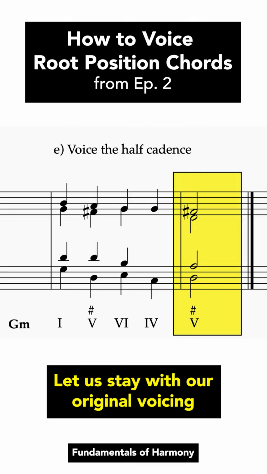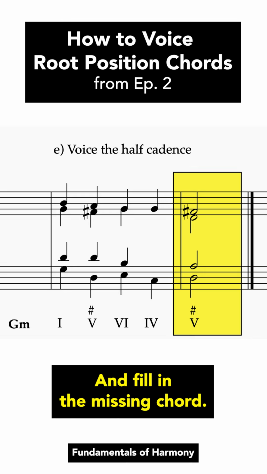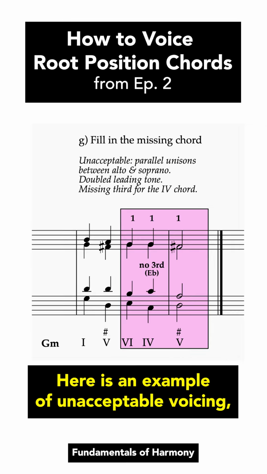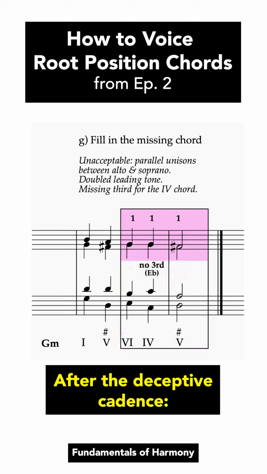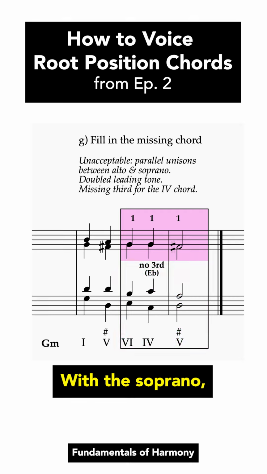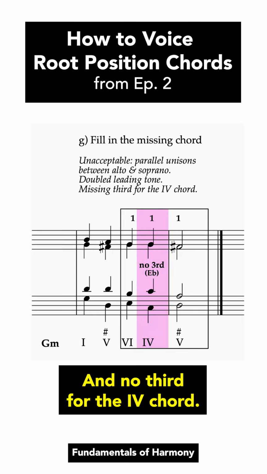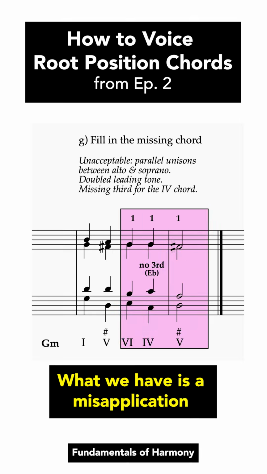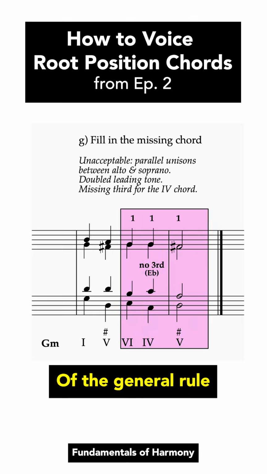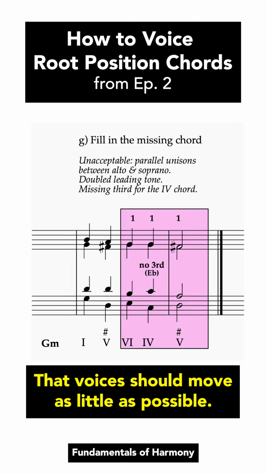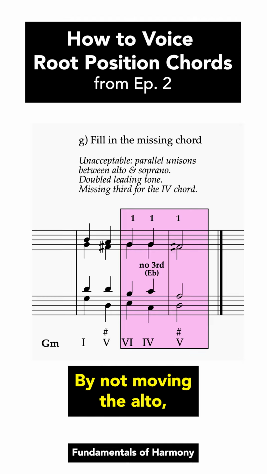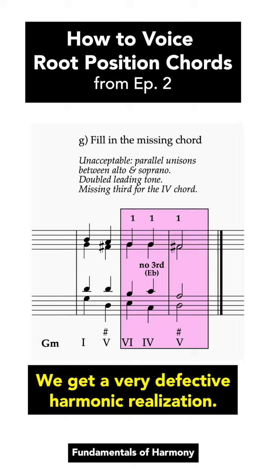Let's stay with our original voicing of the half cadence and fill in the missing chord. Here is an example of unacceptable voicing after the deceptive cadence. The alto stays at the unison with the soprano, leading to parallel unisons, including a doubled leading tone and no third for the four chord. What we have is a misapplication of the general rule that voices should move as little as possible. In this case, by not moving the alto, we get a very defective harmonic realization.